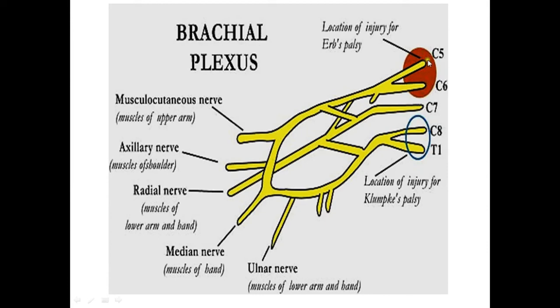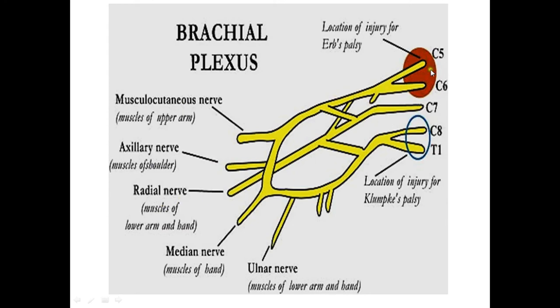Erb's point, in other words, the C5 and C6 roots are involved, and the nerves emerging from these roots all become damaged. When these nerves become damaged, they affect the muscles of the upper arm by the musculocutaneous nerve, the muscles of the shoulder by the axillary nerve, the muscles of the lower arm and the hand by the radial nerve, and the long thoracic nerve is going over there.